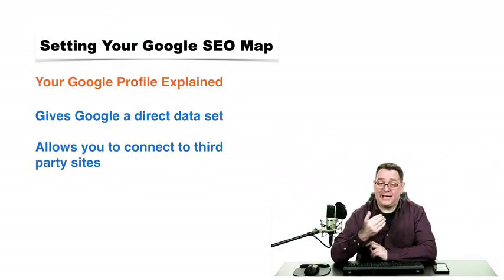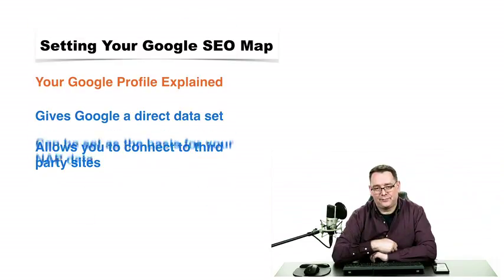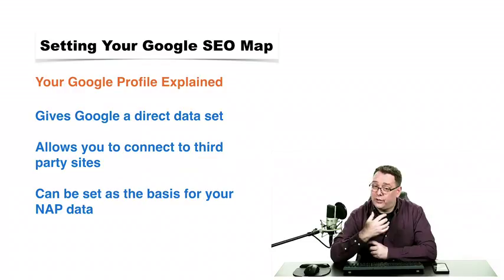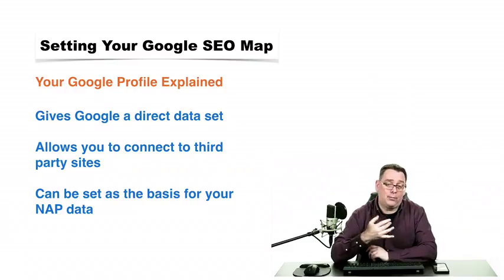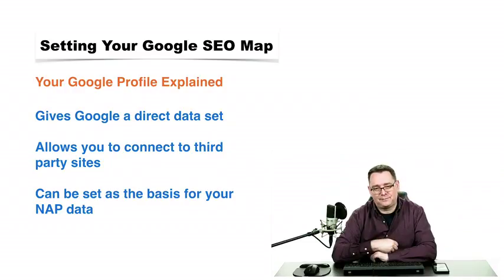The other thing about it is it allows you to connect to third-party sites. So you can actually create a connection to profiles on platforms you're using, and I'm going to show you some examples of how I've done that, and not just your own website, if you want to create that connection and give Google that information. And it also can be set as the basis for your NAP data. So if you're setting your NAP data up, this is probably one of the first places you want to come to and actually create that.